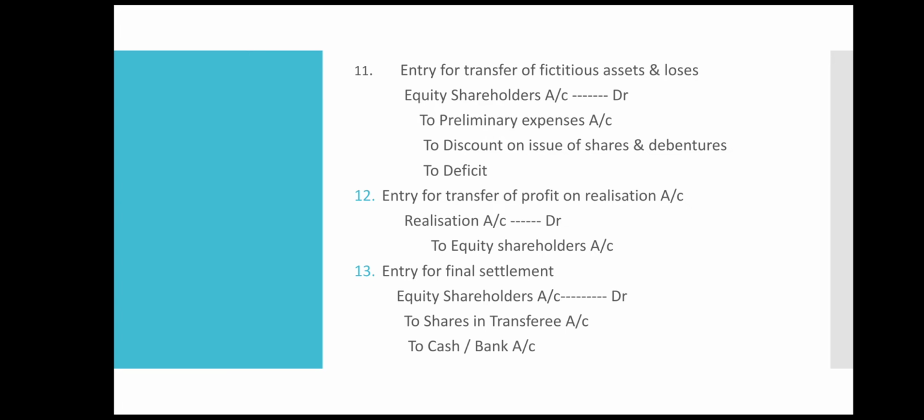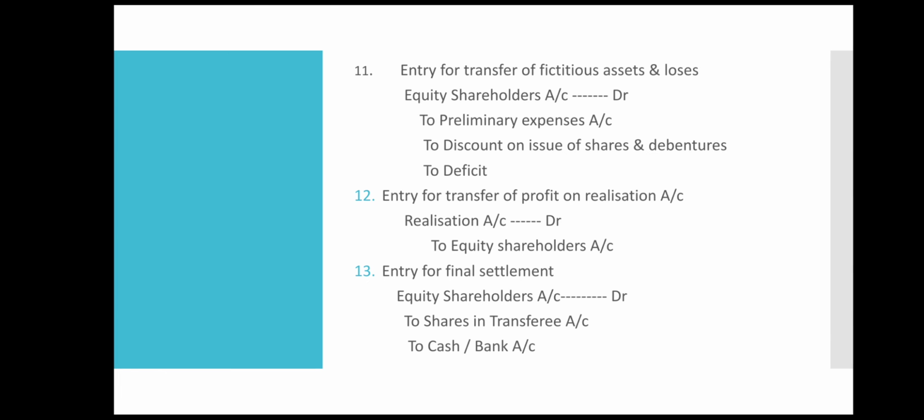Now the next entry is for transfer of profit on realization account. This realization account is prepared to know whether there is profit or loss on realization, that is on selling the business. Because in this realization account we transfer all the assets and liabilities of the company. We also make certain payments like any liability not taken over, or we also sell off the asset which is not taken over, and at the end we have to determine whether there is profit or loss.